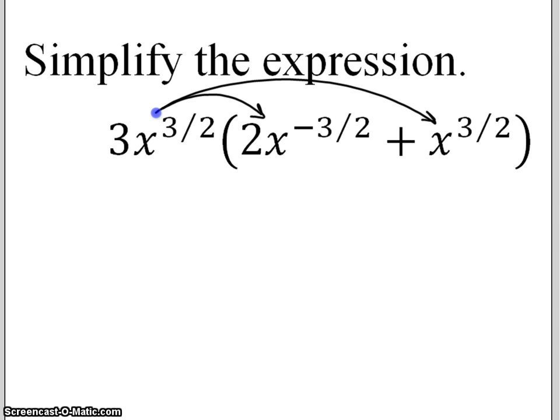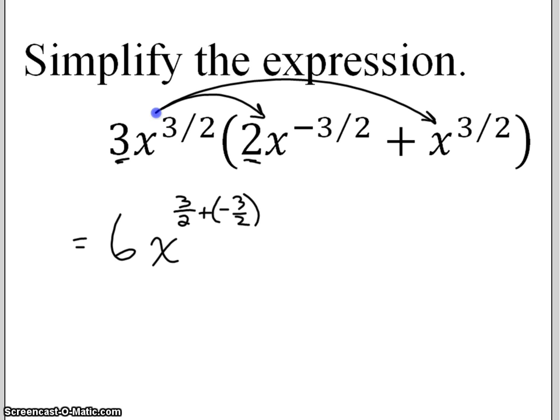Now, whenever you use the distributive property and you have the same variable like we do here, x to the 3 halves and x to the negative 3 halves, they're all x's, you add those exponents. So first we do 3 times 2, 6. Now, I'm going to write this out. The x's are going to get combined, and we're going to do 3 halves plus negative 3 halves, because we're actually multiplying x to the 3 halves times x to the negative 3 halves. So the rule when you multiply powers with the same base is that you add the exponents.